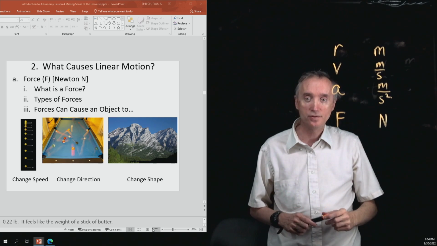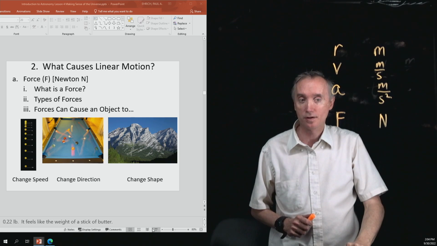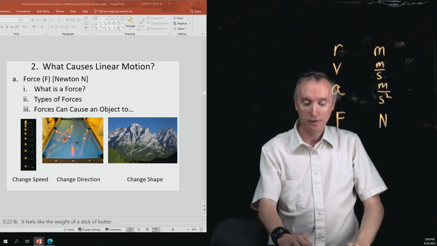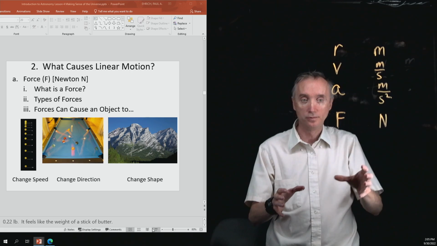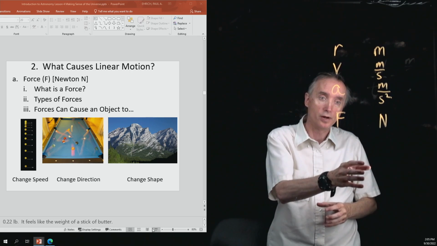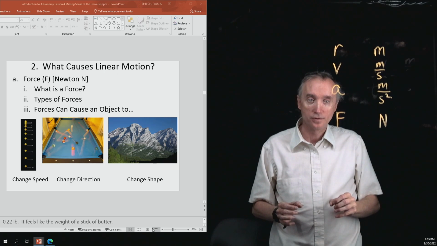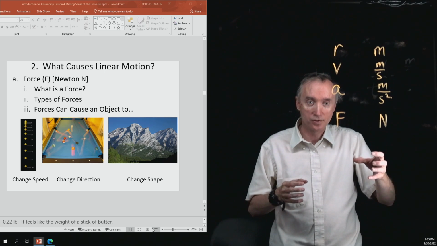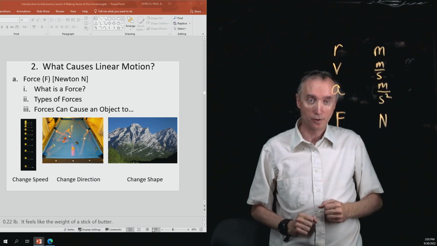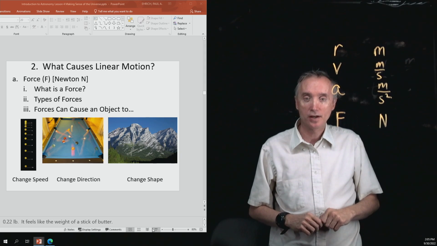Next to it, you see that forces can also change the direction that something is going in. If you've got a billiard ball that's going this way and another billiard ball that's going this way, when they hit, they change directions. So this billiard ball exerted a force on this billiard ball. And then the third one is that forces can change the shape of an object.